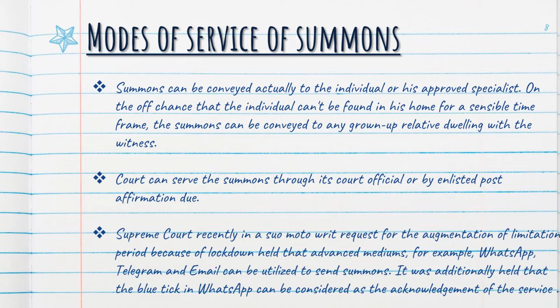or on the place where the person carries out business. The Supreme Court recently, in the suo motu writ petition for the extension of the limitation period during lockdown, held that digital media such as WhatsApp, Telegram and email can also be used to send summons. It was also held that the blue tick in WhatsApp can be considered as acknowledgement of service.